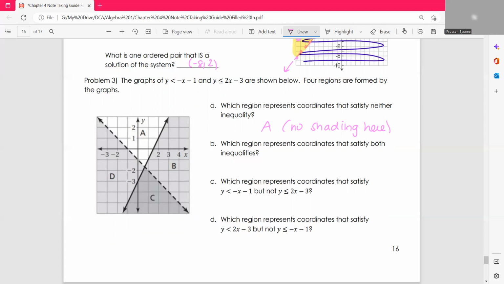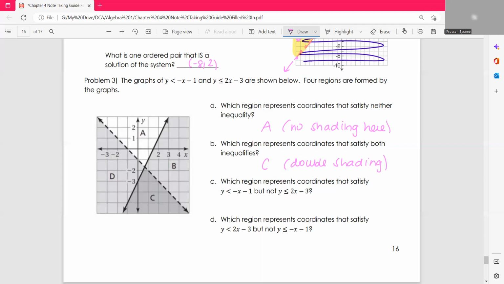B, which region represents coordinates that satisfy both inequalities? So which region, A, B, C, or D, has the most shading? That's region C, double shading. Means it satisfies both inequalities.